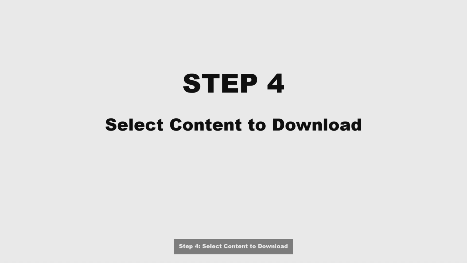Step 4. Select content to download. Browse through your library and select the songs, albums, or playlists you wish to download. Look for the download icon next to the content.